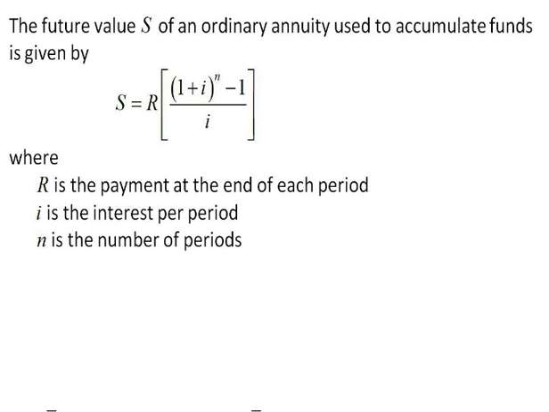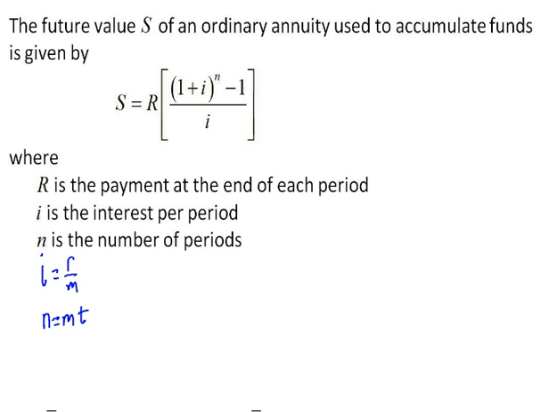that the future value S is equal to the payment value R times the quantity 1 plus I, where I is the interest per period, raised to the n, where n is the number of periods, minus 1 divided by I. Now recall that the interest per period can be written as R over M, where R is the annual interest rate and M is the number of times compounded in 1 year.